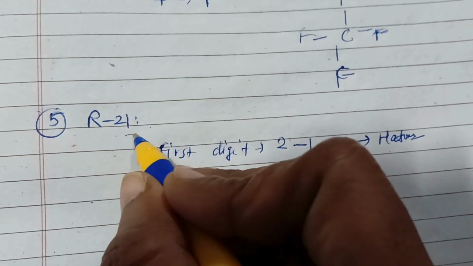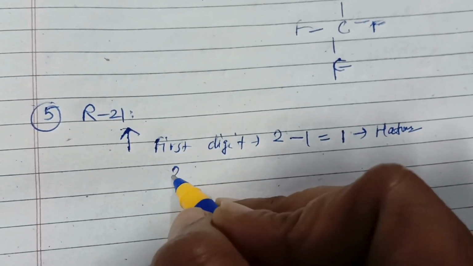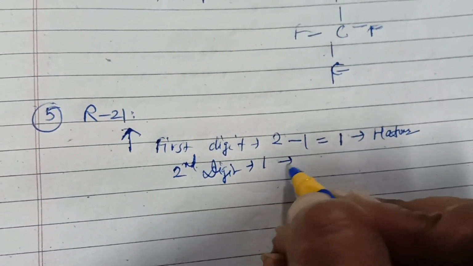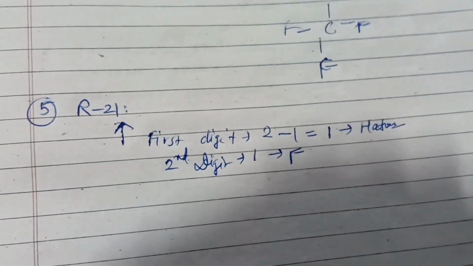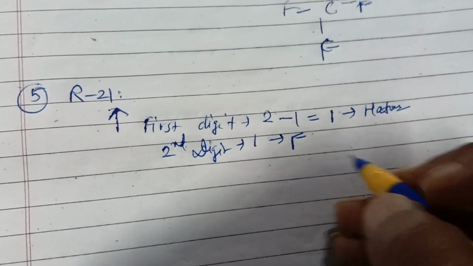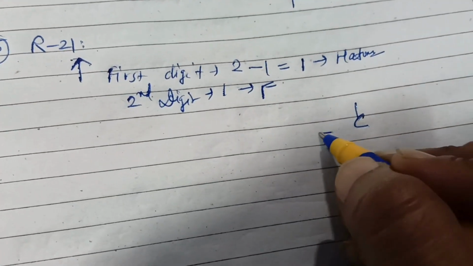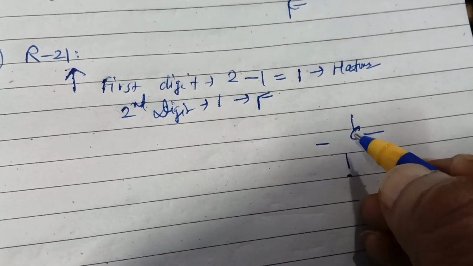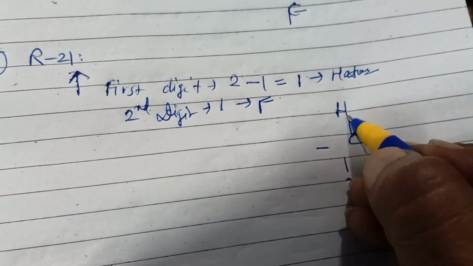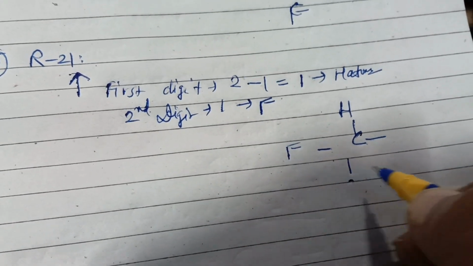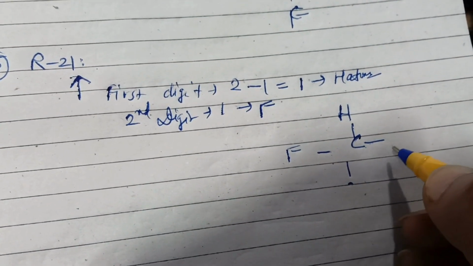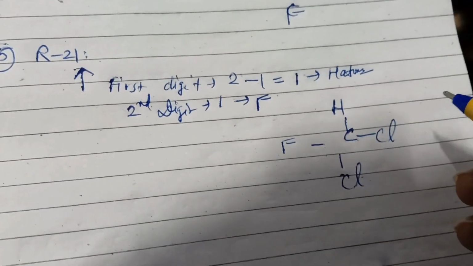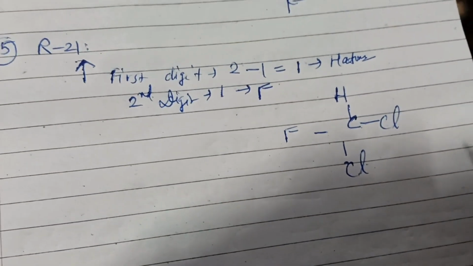The second digit is 1, and this belongs to fluorine. So here you have one hydrogen atom, one fluorine. So just give the bonds for carbon. So you can write one H, one F, and there are two vacancies. So those two are taken by chlorine. Why chlorine? Because you have to decide among fluorine, hydrogen, and chlorine only.